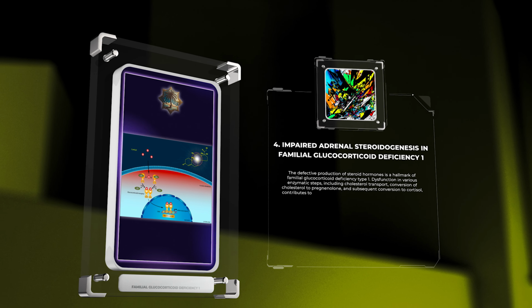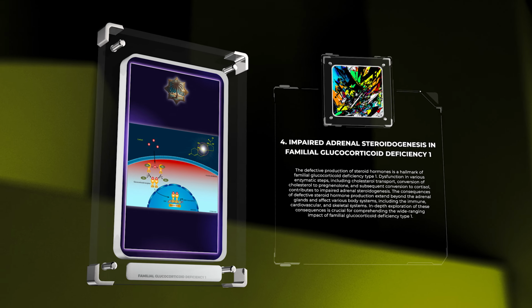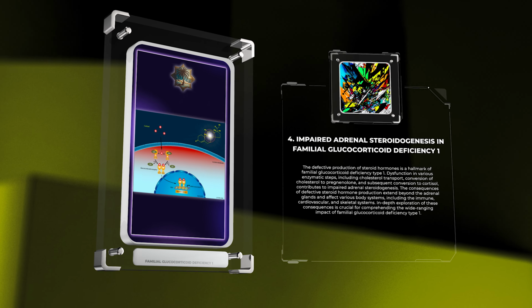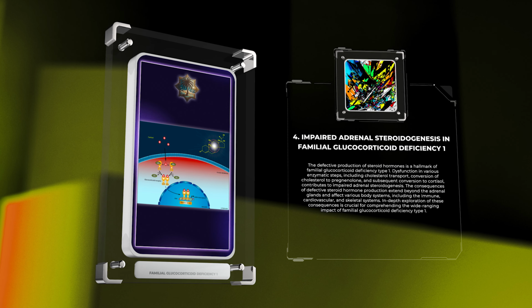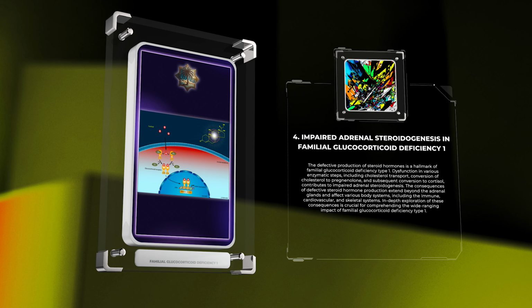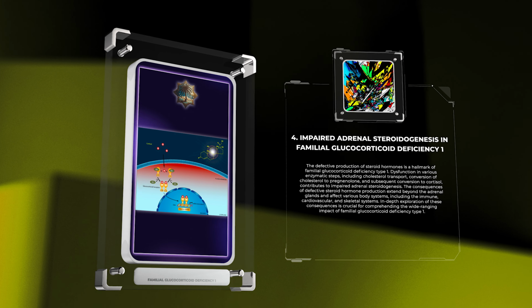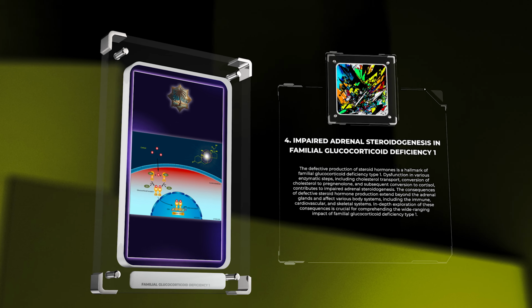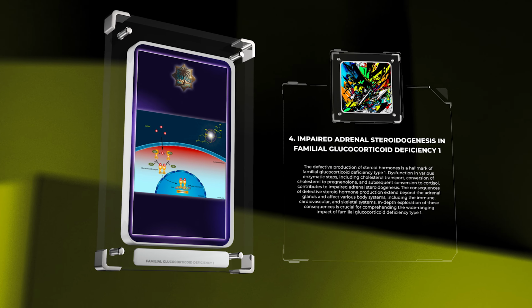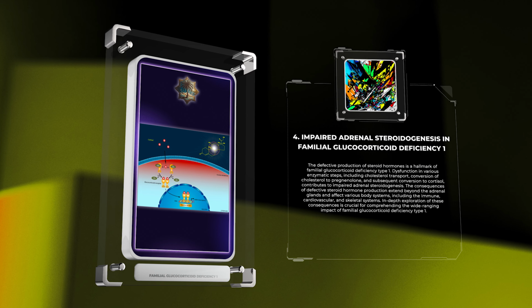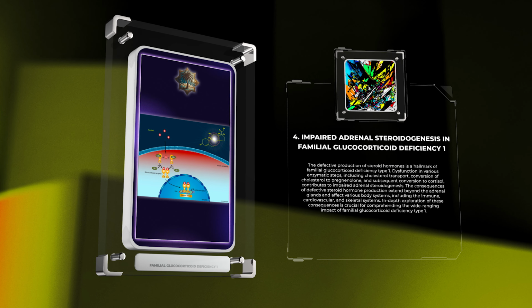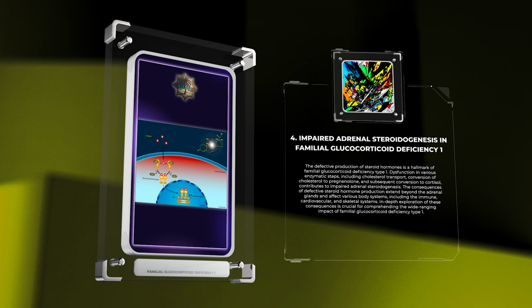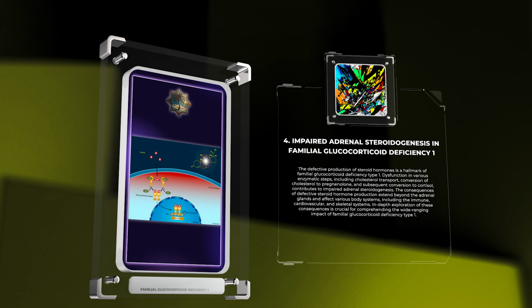The defective production of steroid hormones is a hallmark of familial glucocorticoid deficiency type 1. Dysfunction in various enzymatic steps, including cholesterol transport, conversion of cholesterol to pregnenolone, and subsequent conversion to cortisol, contributes to impaired adrenal steroidogenesis. The consequences of defective steroid hormone production extend beyond the adrenal glands and affect various body systems, including the immune, cardiovascular, and skeletal systems. In-depth exploration of these consequences is crucial for comprehending the wide-ranging impact of familial glucocorticoid deficiency type 1.